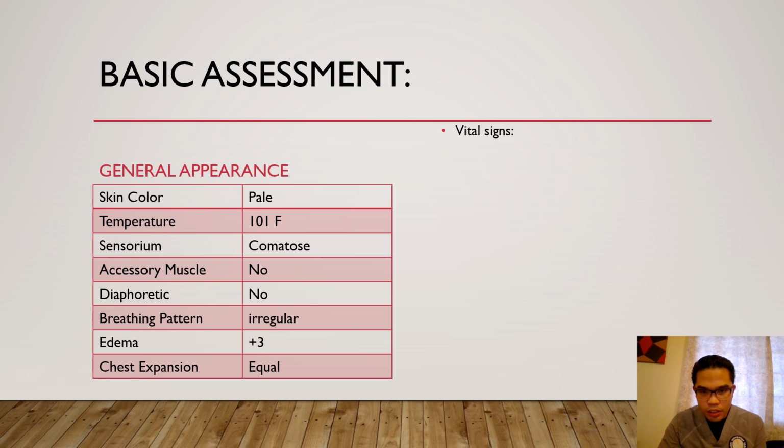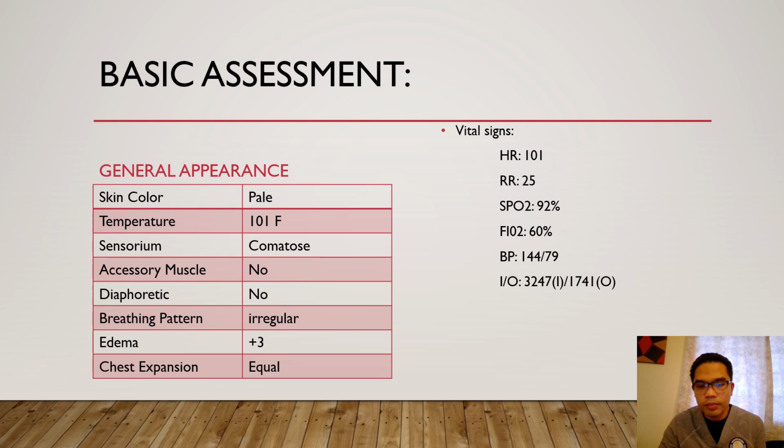So other than that, the vital signs: heart rate of 101, respiratory rate of 25, SpO2 92% while on 60% FiO2, with blood pressure 144/79, and then the intake and output: intake of 3,247, while the output of 1,741. Breath sounds: mostly crackles with bronchial on the upper lobe and mostly diminished in the lower lobe.